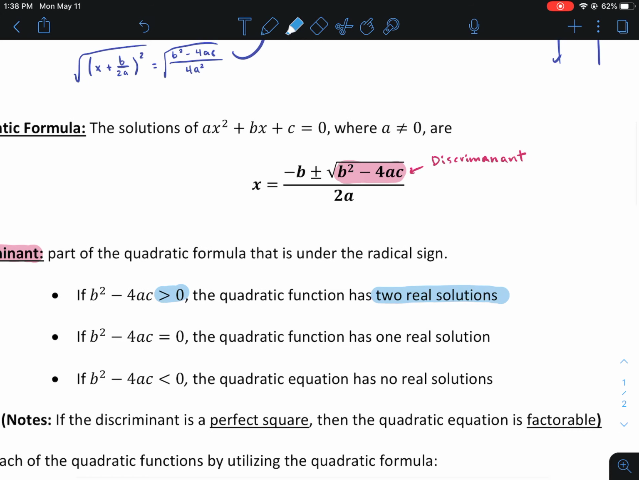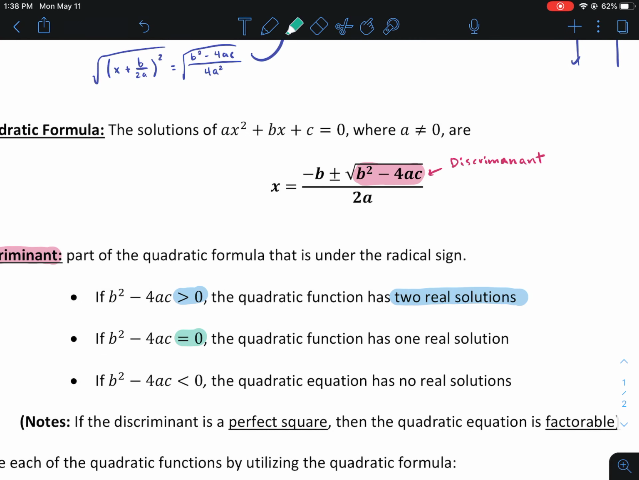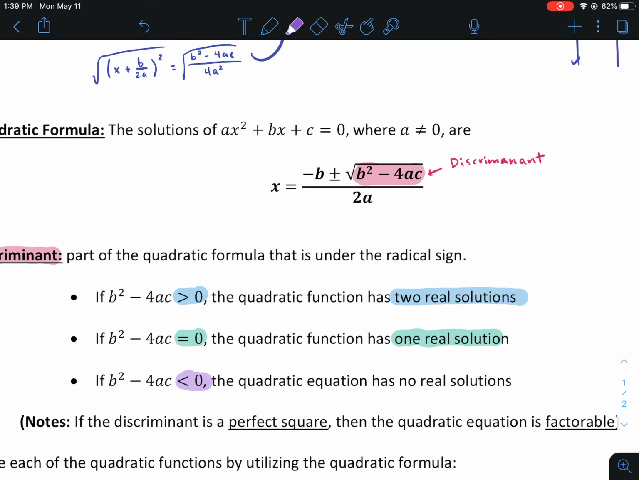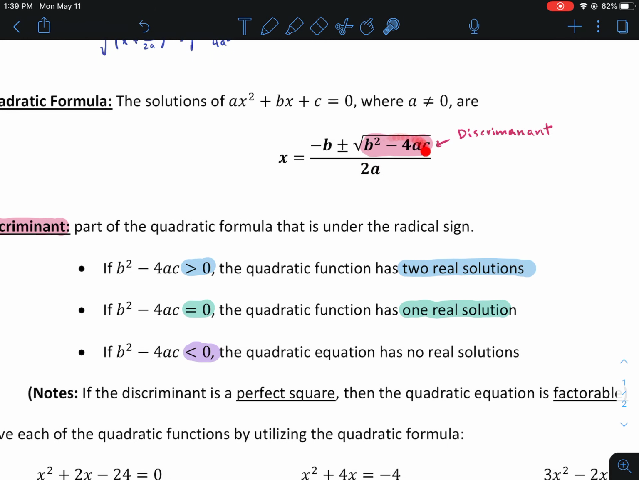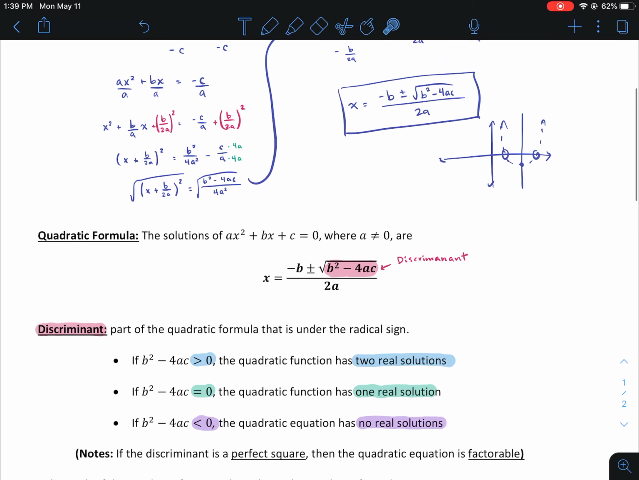Now, if the discriminant is equal to 0, that means we're not going to really add or subtract anything, because the square root of 0 is just 0. That means we don't have two solutions here; if the discriminant is equal to 0, we have one real solution. And if the discriminant is negative, we can't take the square root of a negative number, so we have no real solutions in that case. So this is helpful. We can predict the number of solutions by just looking at that discriminant, b squared minus 4ac.